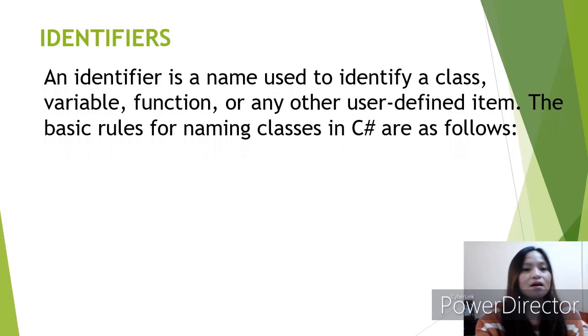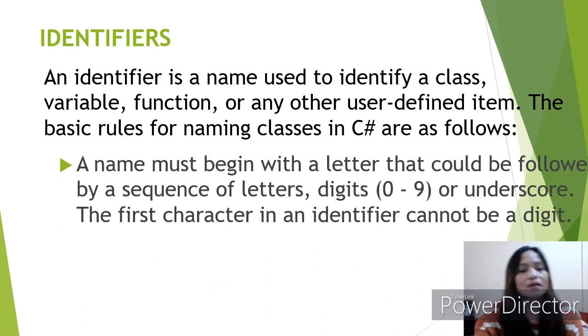There are important things you should remember all the time. Identifiers are user-defined. So when you say user-defined, you are the one giving names to them. So these are the class name, variable name, constant name, function name, and other user-defined items. There are 3 basic rules. An identifier can only accept letters, digits 0 to 9, and underscore. It should start with a letter or an underscore, but never with a digit.